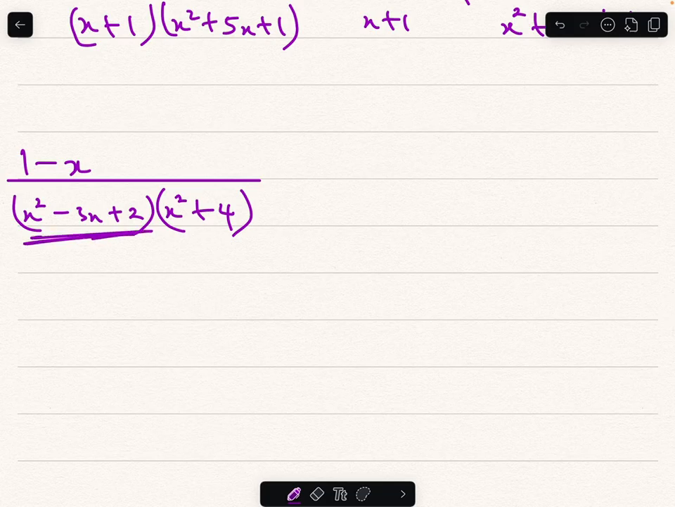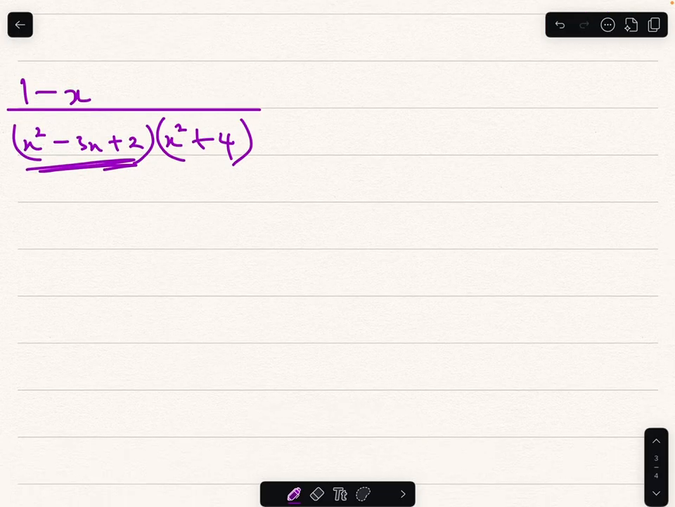This factor is a quadratic factor. This is also a quadratic factor. Whenever you have a factor that is not a linear factor, you factorize it. But if it's not factorizable, you leave it as it is. Now let's check this: x squared minus 3x plus 2.